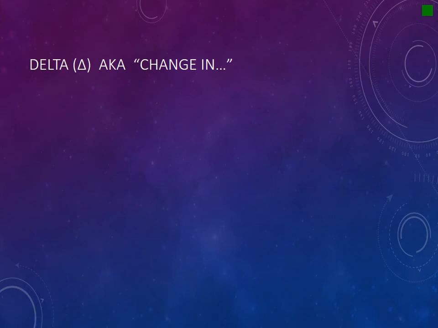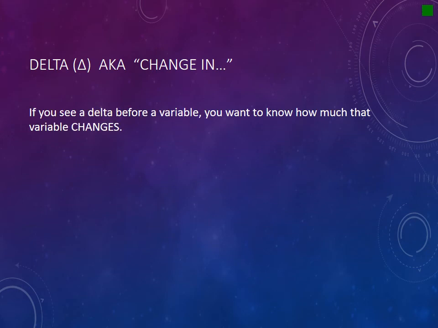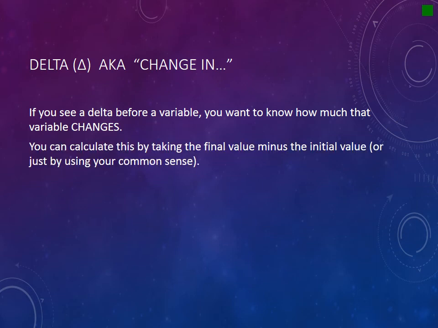Another symbol or mathematical operator that we use is the delta symbol, and this indicates a change in a variable. If you see delta before a variable, you just want to know how much that variable has changed, and we can calculate that by taking the final value and subtracting it from the initial value, or sometimes you'll add up all the incremental changes that you see along the way.